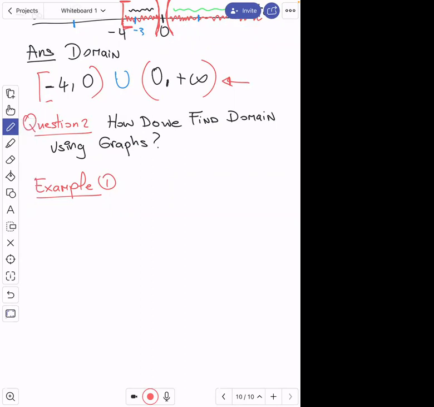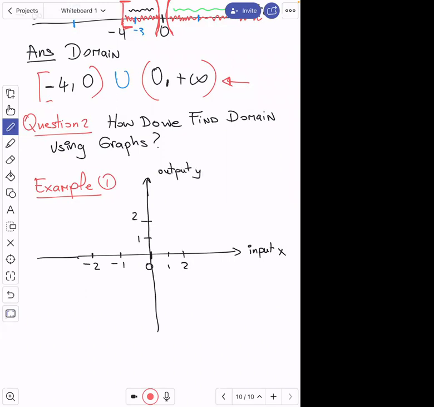So graph number one, as usual, this is the input x, the x-axis right here. This is 0, 1, 2, etc., -1, -2, and this is the y-axis. That's the output y, 1, 2, etc. And of course, on this horizontal axis, the x-axis, it's the number line, so it goes from negative infinity to positive infinity. Now, let's say you have the following graph of the function f.